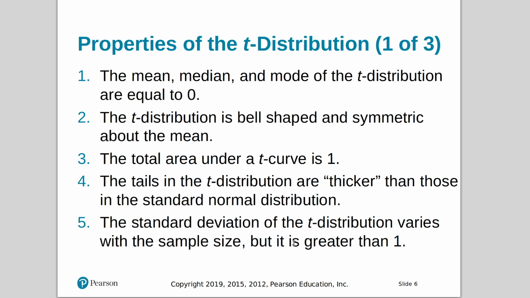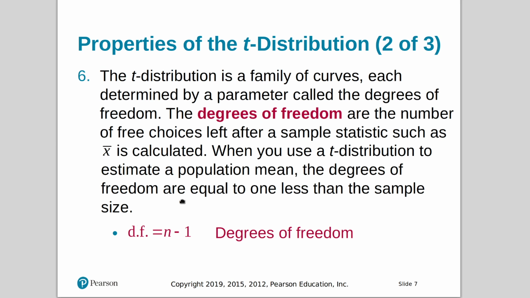The standard deviation of the t-distribution varies. The more degrees of freedom you get, the smaller the standard deviation is. But it varies with the sample size. And to do that, we use this degrees of freedom, which are the number of free choices left after a sample statistic is calculated. Since you don't know the standard deviation, you need one number and another one to compare it to. And so the degrees of freedom are n minus 1, your number of samples minus 1.